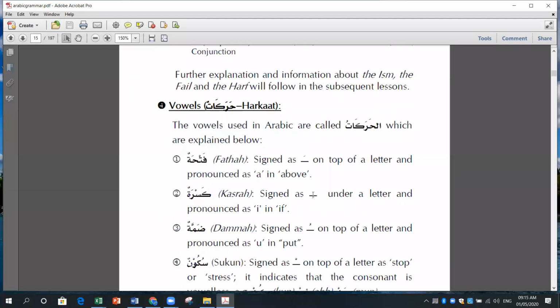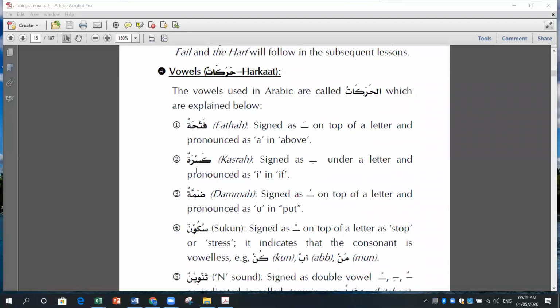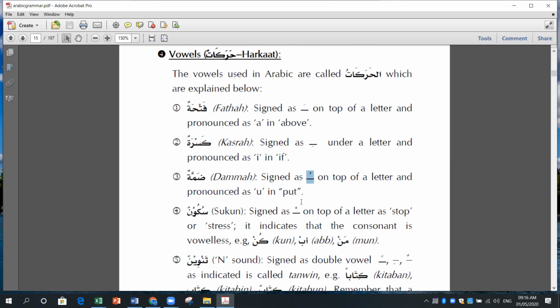Now the vowels. Vowels means harakat. And Alhamdulillah, Rahila already told me that she knows the names of these harakat. Fathatun is found on the top of a letter, and this is pronounced like fa'ala, the sound it makes. Kasra, the sign under a letter, kasratun, and dhammatun on the top in this form. I hope, mashallah, everyone might know these. So I'll move next.